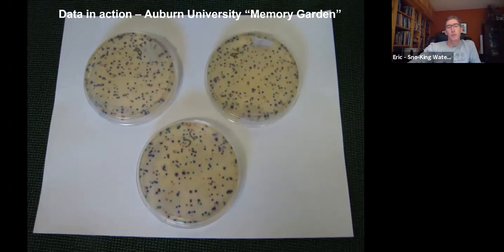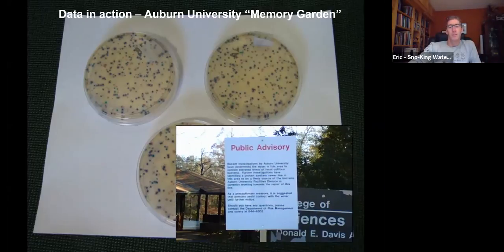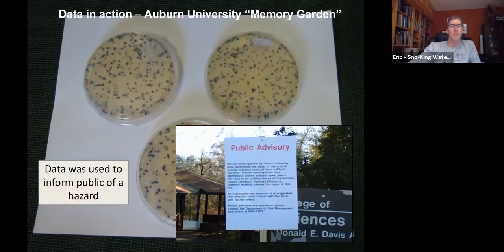Here's an example where at Auburn University, they found super high levels of contamination at a pond in a place called the Memory Garden. And so they put up a sign warning people about it. So there's different things that you can do with your data.